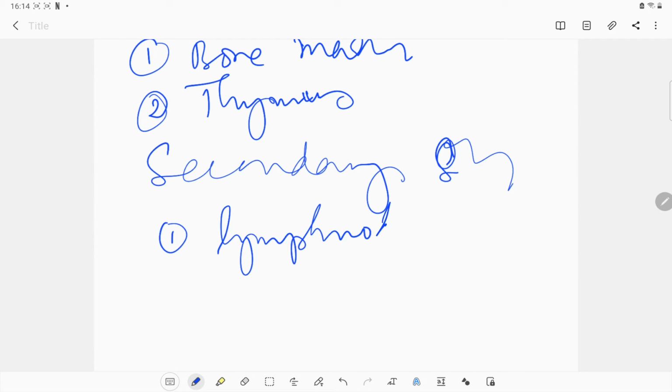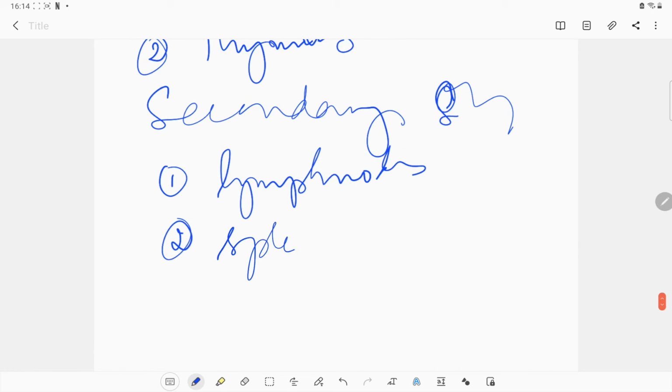And in the secondary lymphoid tissues, we have lymph nodes, the spleen, and mucosa associated lymphoid tissue called MALT, like Peyer's patches or tonsils. All these mucosa associated lymphoid tissues come under this category.